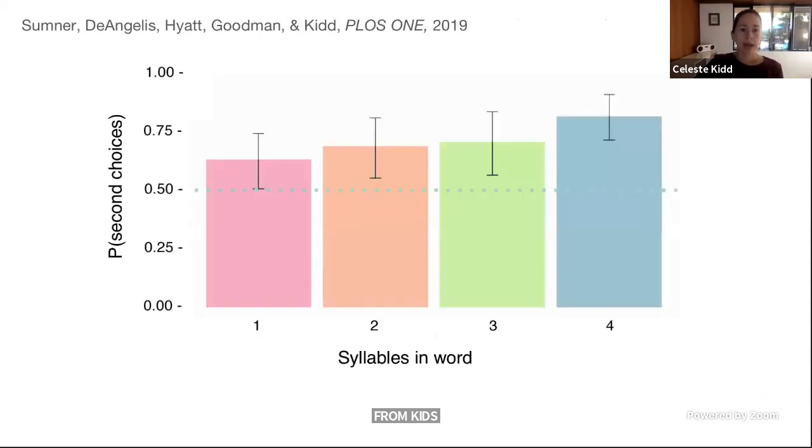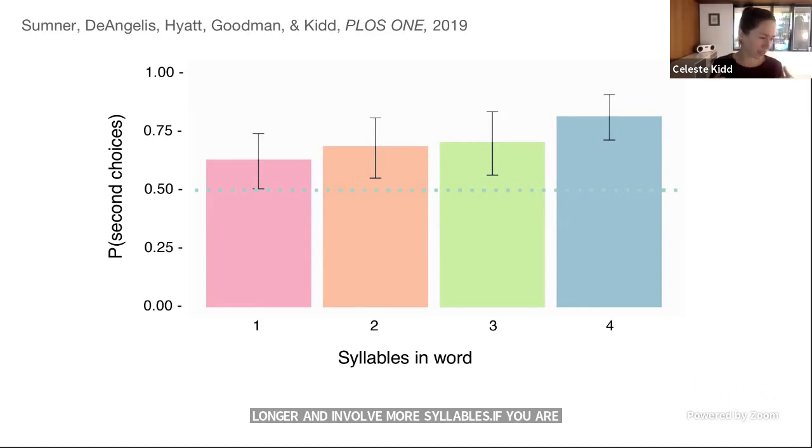You can bring it back in older children if you present them with choices that are longer and involve more syllables. So if you're trying to coerce your child into making a particular choice while still wanting them to feel like they are making a choice themselves, this is a great strategy to use. As you increase the number of syllables, presumably it increases the demands on their working memory. We don't know exactly why it might be the case, but a good possible explanation is the second thing is just more accessible.